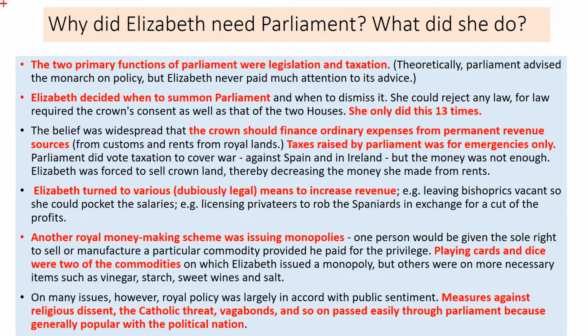There were other issues as well, measures against religious dissent, so people who were opposing her, the Catholic threat, vagabonds. All of these sorts of laws passed really easily through Parliament because they were generally quite popular. It wasn't a case of Puritans refusing to help her. Puritans didn't want vagrants or vagabonds around. They didn't want the Catholics invading England. So they were happy to pass those laws, even though they might not fundamentally agree with Elizabeth on her religious views.